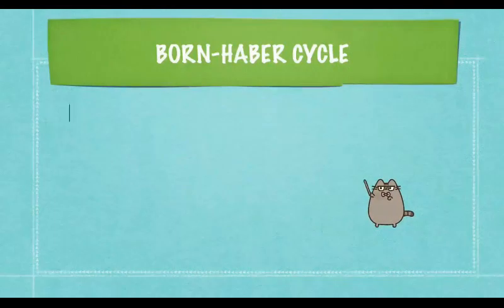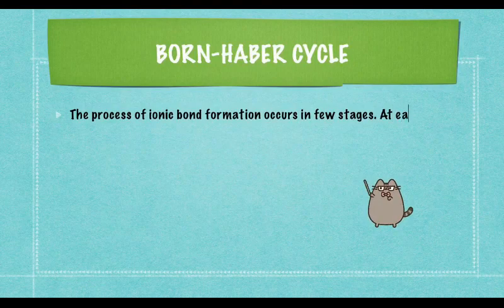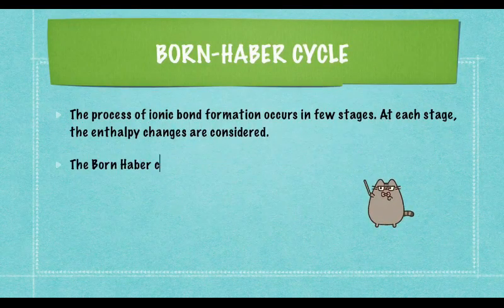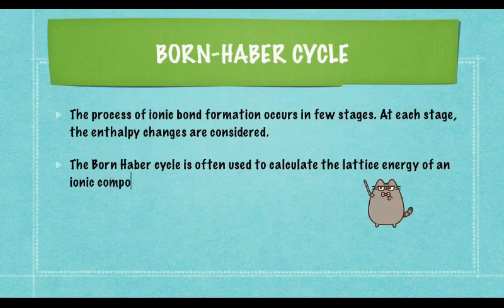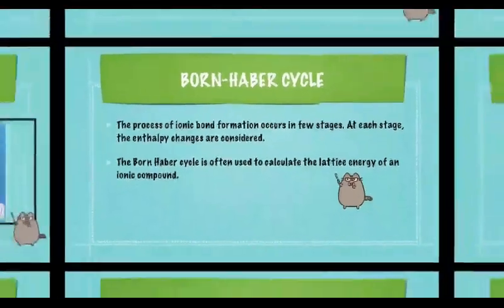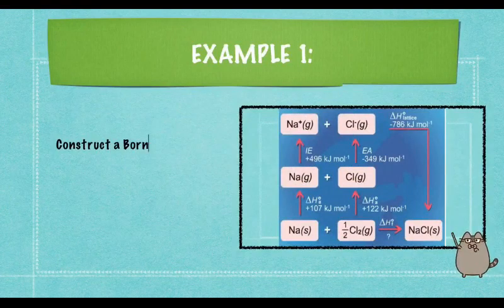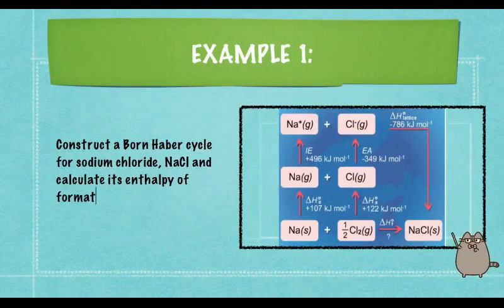Born-Haber cycle. The process of ionic bond formation occurs in few stages. At each stage, the enthalpy changes are considered. The Born-Haber cycle is often used to calculate the lattice energy of an ionic compound. Example: construct a Born-Haber cycle for sodium chloride and calculate its enthalpy of formation.